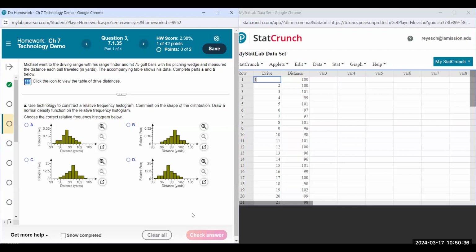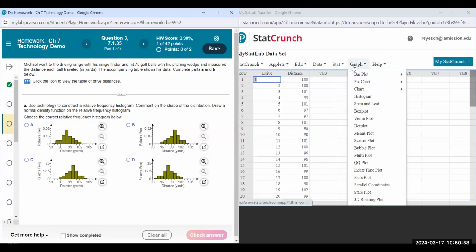Construct a relative frequency histogram. So basically a histogram, a relative frequency is that instead of actually putting the frequency in terms of just a number, it's like a percentage. So let me show you when I don't do that.